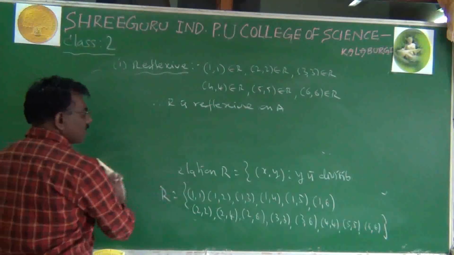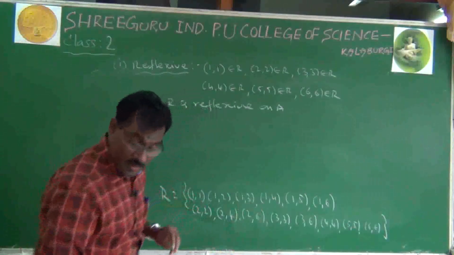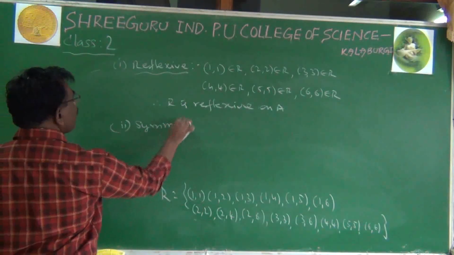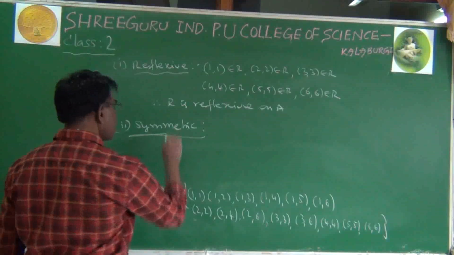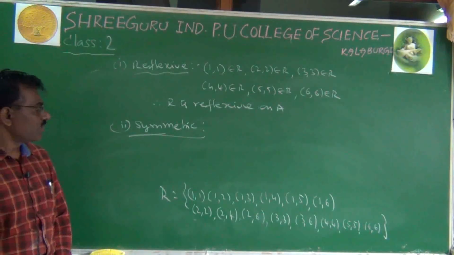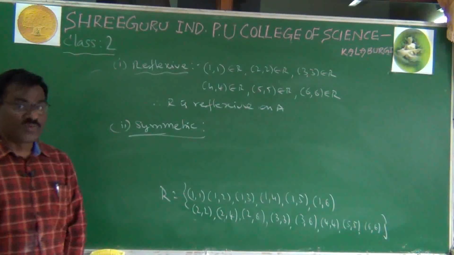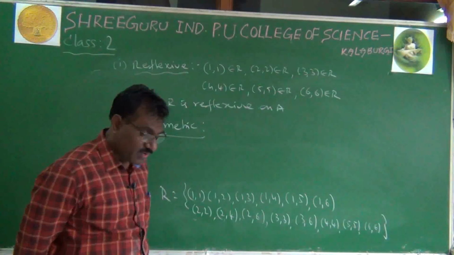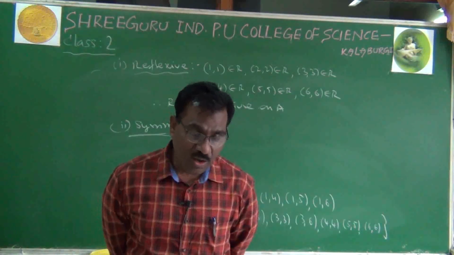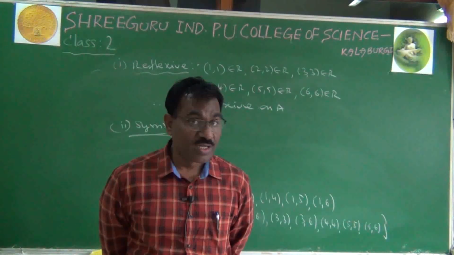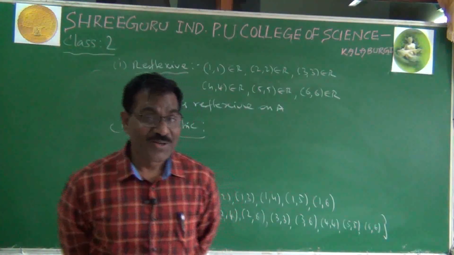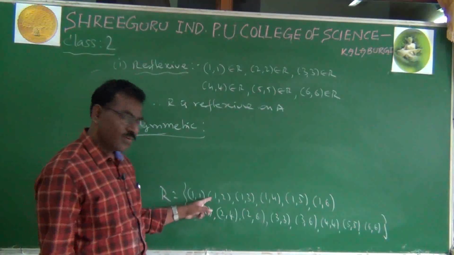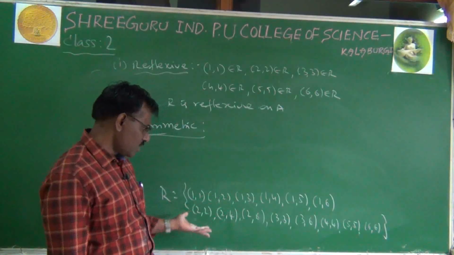Next one is the symmetric relation. Symmetric, just like reflexivity, has a definition. You select one ordered pair, and its reverse must also belong to R. If (a, b) belongs to R, then (b, a) belongs to R. Okay, (1, 1), okay. (1, 2), okay. (1, 3)... is (2, 1) there, right? No.